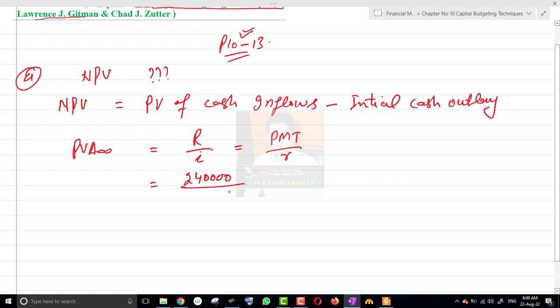divided by interest rate. Interest rate is equal to 0.09. You have to divide 240,000 divided by 0.09. The answer you will get is 2.667 million.